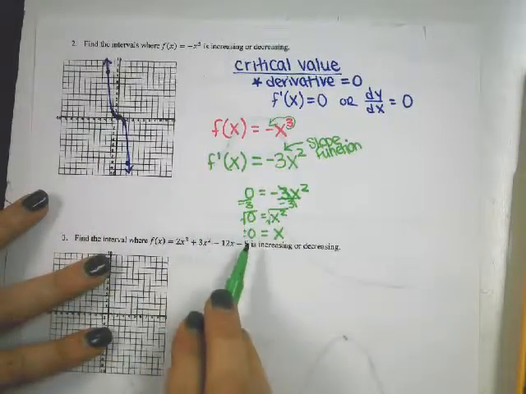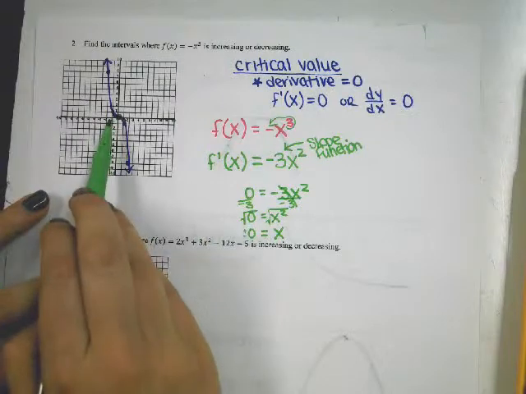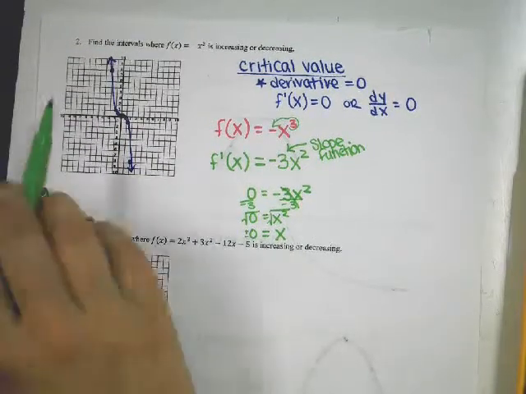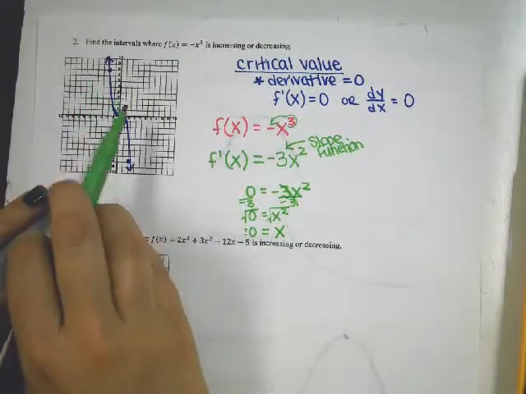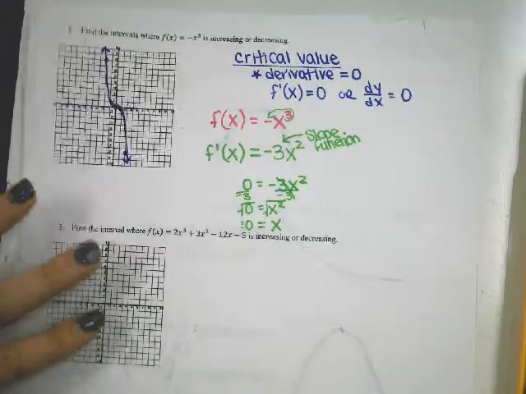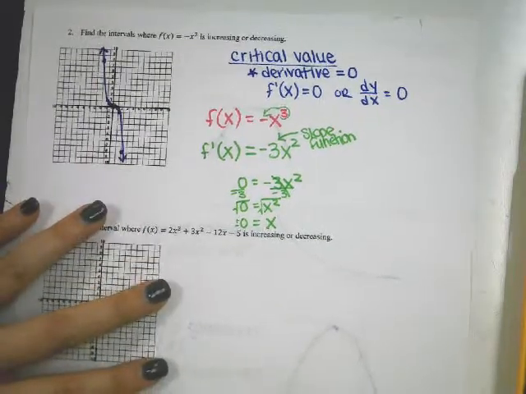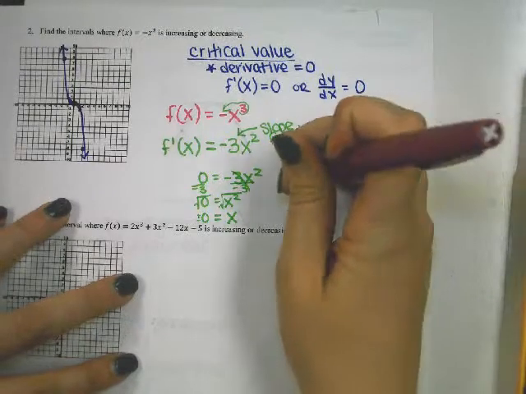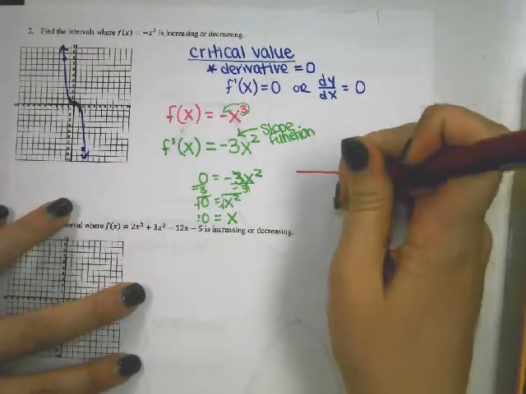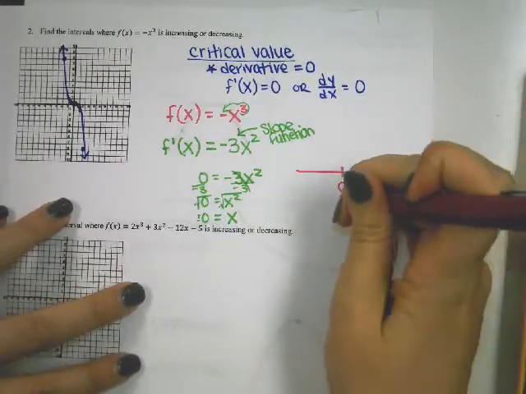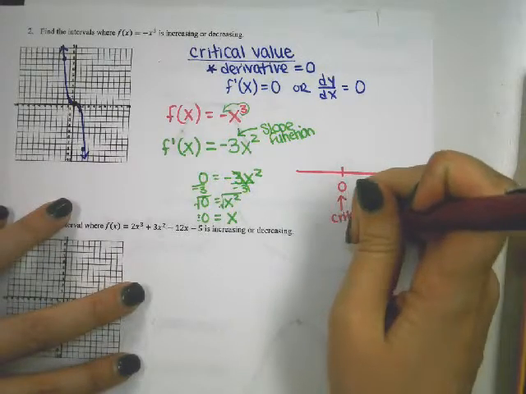So that's the point where it has 0 slope. However, that's the only point where it has 0 slope. And we can see that on the left and on the right, it's negative on both sides. We can draw a little diagram to help us with this as well. We put our critical values on the diagram. So 0 was our critical value.